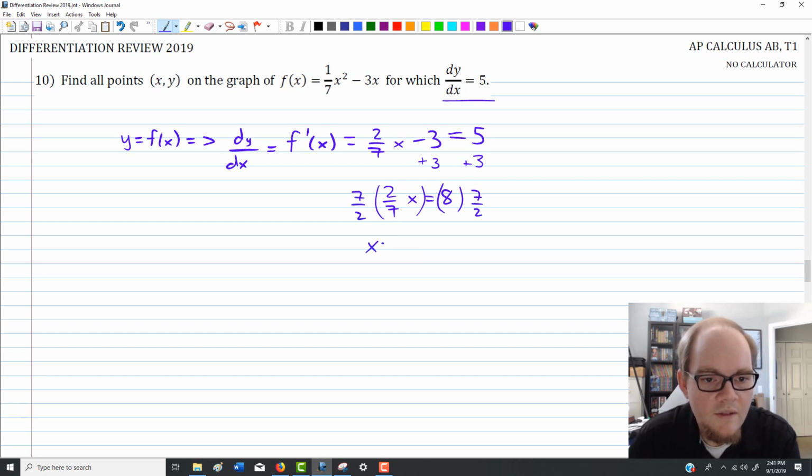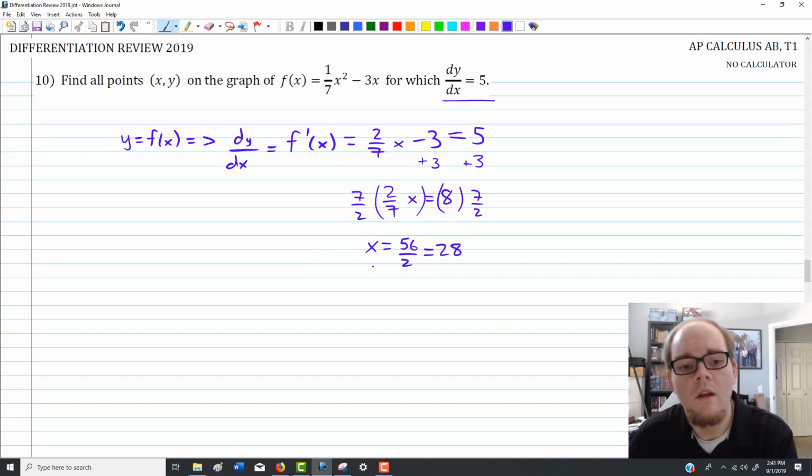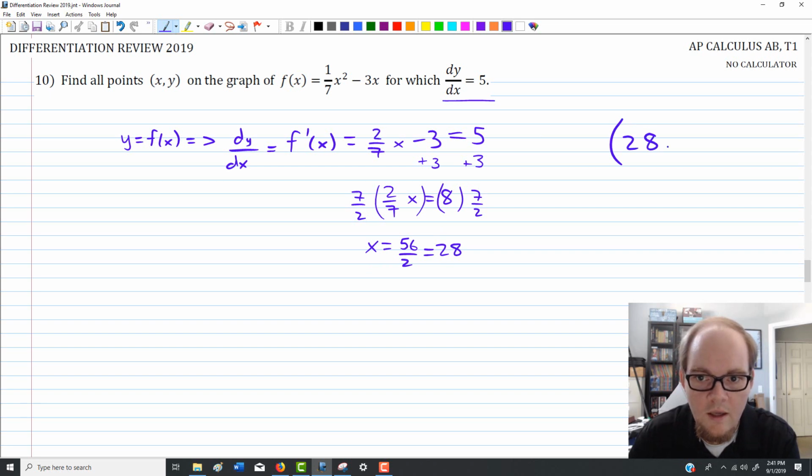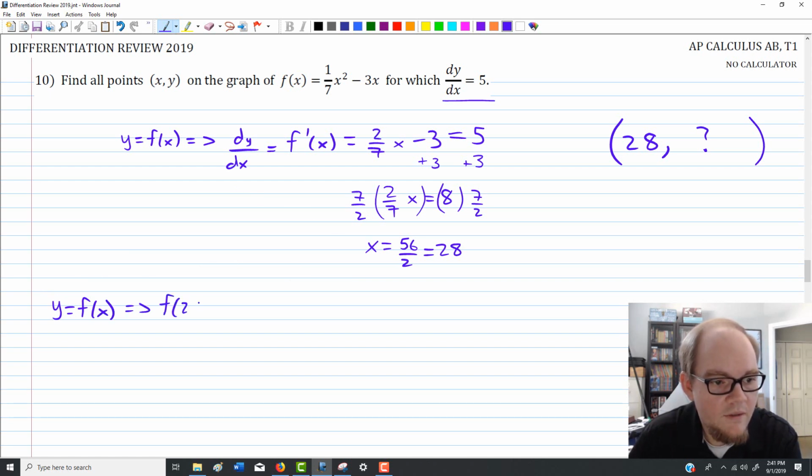So that's going to give us x is equal to 56 over 2, also known as 28. So we've got our x value. We know our answer is going to be the point 28 comma something. Our job now is to figure out what that something is. So from there, it wants the y value. Well, since we said y is equal to f of x, that just means that we want to calculate what f of 28 is.